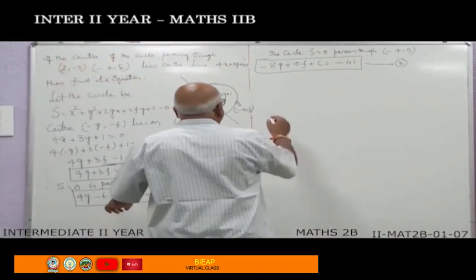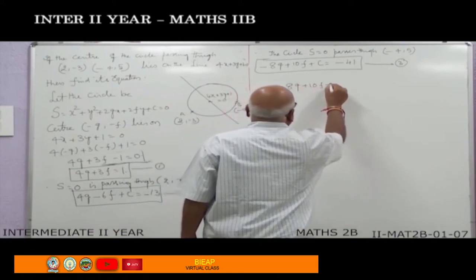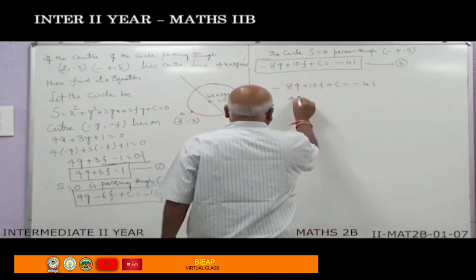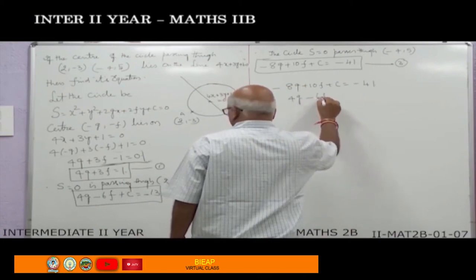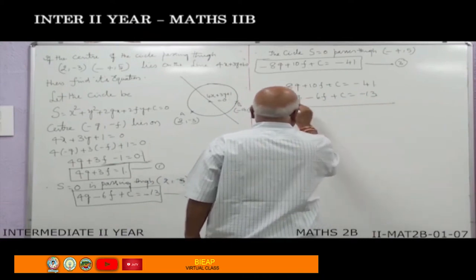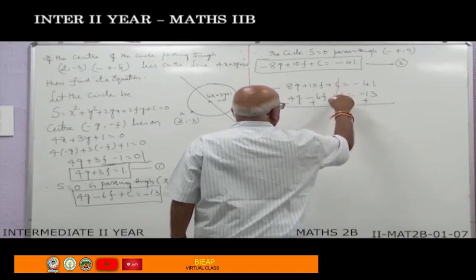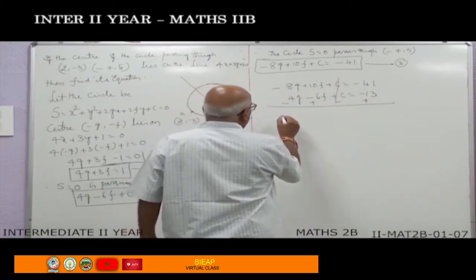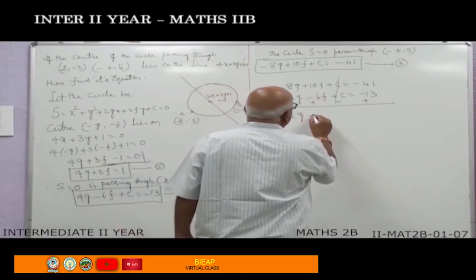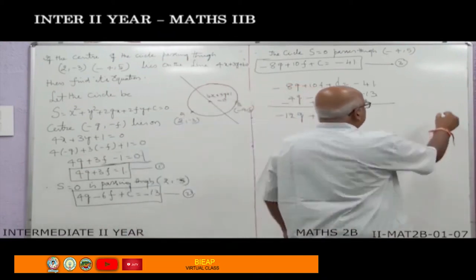So, how to write down this one? Minus 8g plus 10f plus c equal to minus 41, and 4g minus 6f plus c equal to minus 13. Minus, plus, minus, plus. Solve these two. Minus 8 minus 4, minus 12g. 10 plus 6, 16f. Minus 41 plus 13.